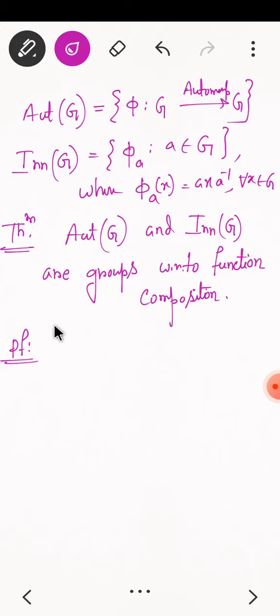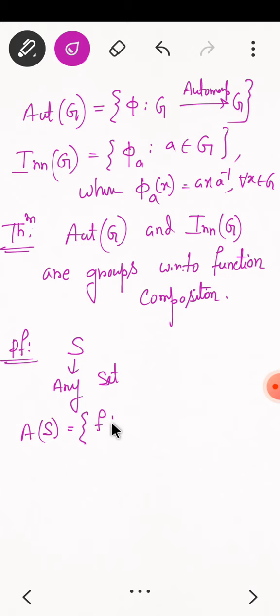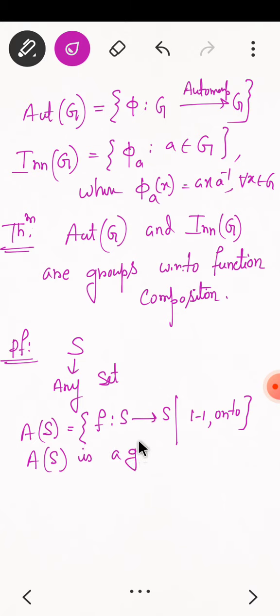So we know that if S is any set, take S as any set and A(S) is the collection of all functions from S to S such that f is one-one and onto, that is, the collection of all bijective mappings from S to S. We can check that A(S) is a group with respect to function composition.